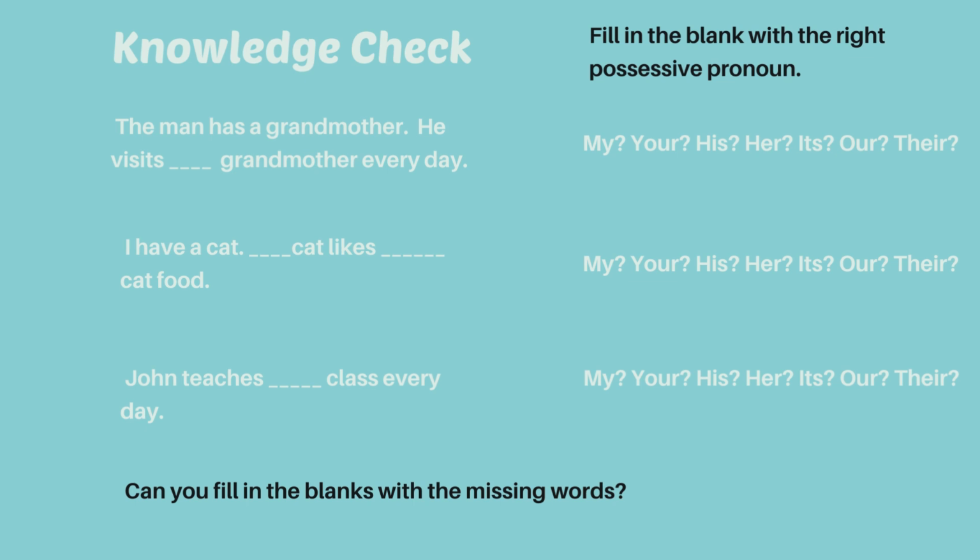Knowledge check. The man has a grandmother. He visits blank grandmother every day. I have a cat. Blank cat likes blank cat food. John teaches blank class every day. Can you fill in the blanks with the missing word? Fill in the blanks with the words my, your, his, her, its, our, and their.